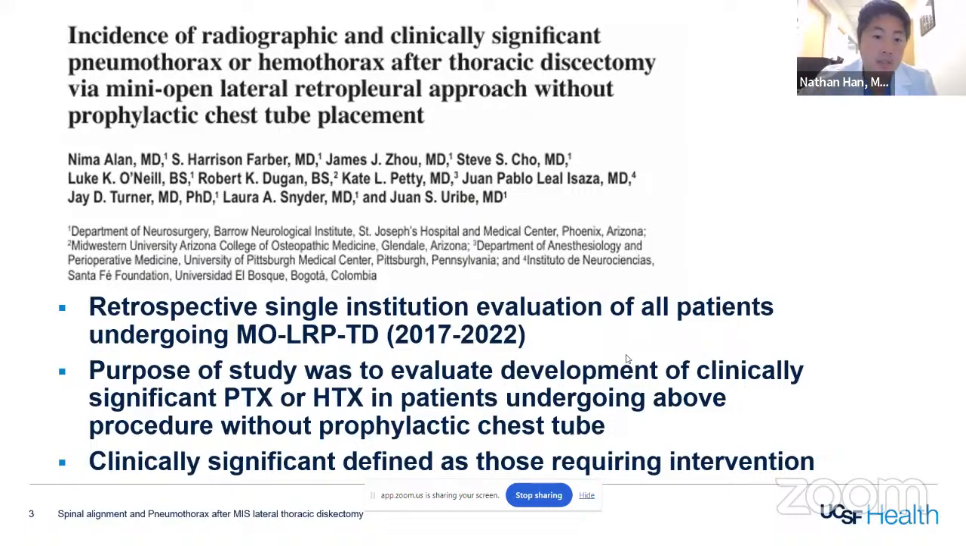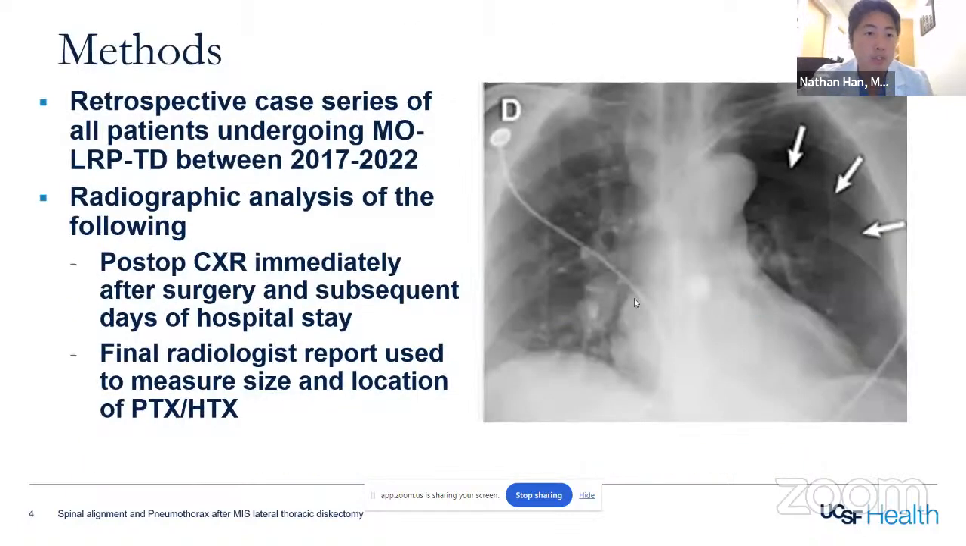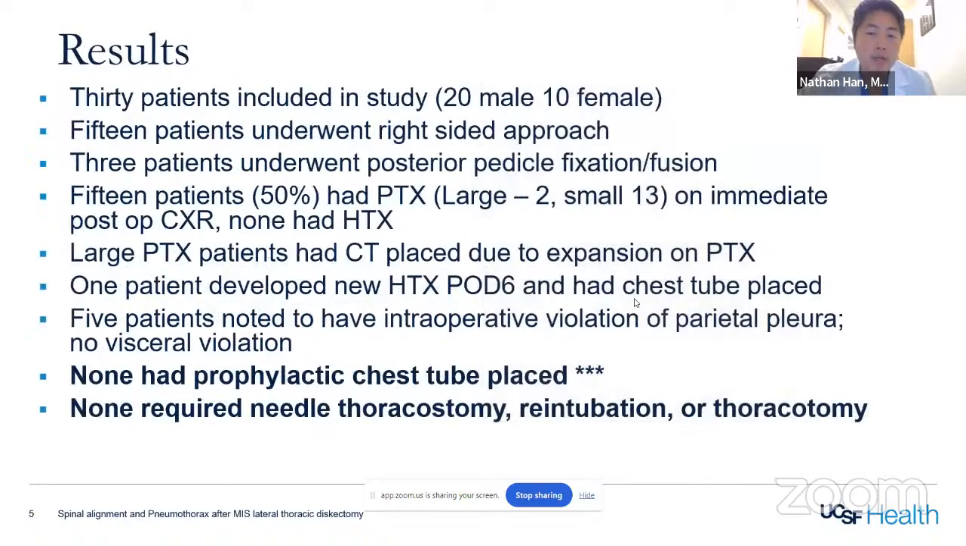The purpose of this study was to look at a retrospective single institution of all patients who underwent this procedure. And clinically significant pneumothorax or hemothorax was defined as those requiring an intervention such as a chest tube. It was a retrospective case series, and we were able to look at the post-op chest x-ray immediately after the surgery and subsequent days of the hospital stay to determine the extent of pneumothorax and whether it expanded or not. There were 30 patients that were included in this study, 20 male, 10 female. 15 of the patients underwent a right-sided approach.